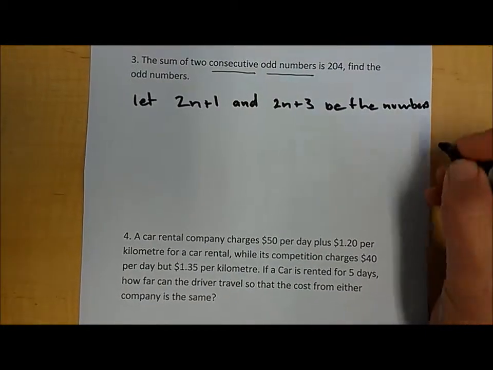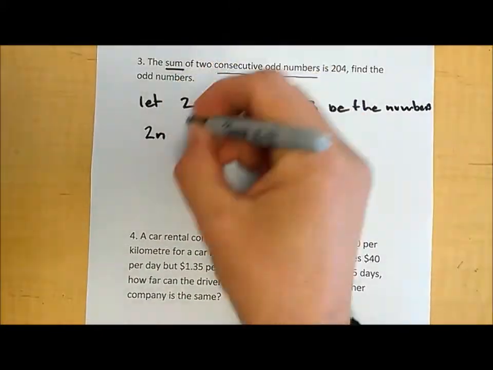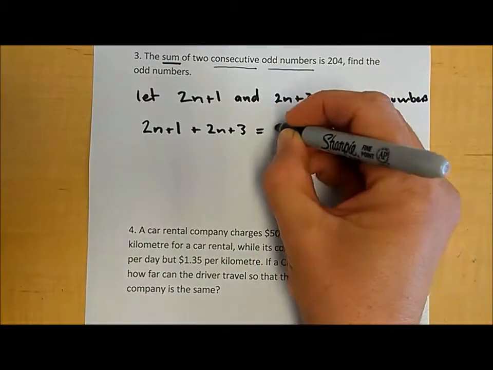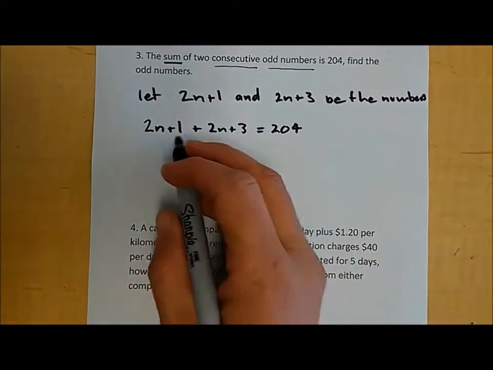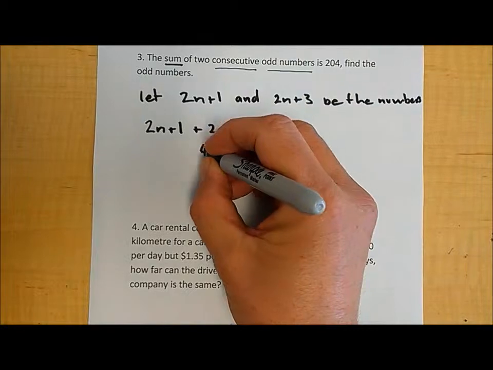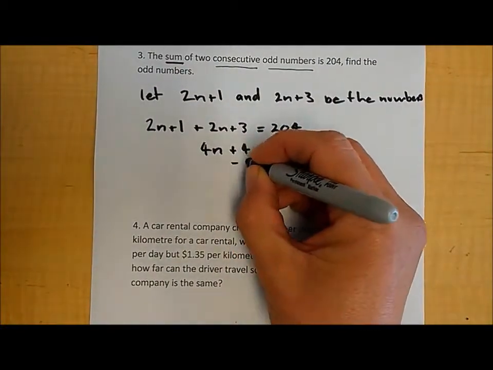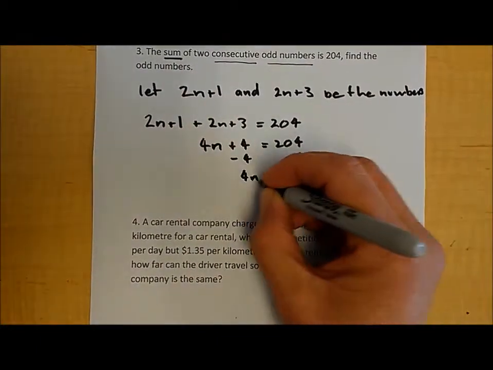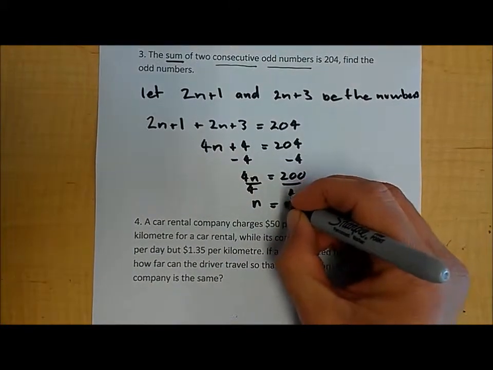So we're saying let those be the numbers. Now let's add them together because it says the sum. So we want to go 2n plus 1 plus 2n plus 3 must equal 204. Okay, it says find the odd numbers. So we're going to solve this by first, this is all on the same side. I'll simplify it down. I've got 4n plus 4 equals 204. A nice simple equation to solve using our inverse operations and getting our n is equal to 50.